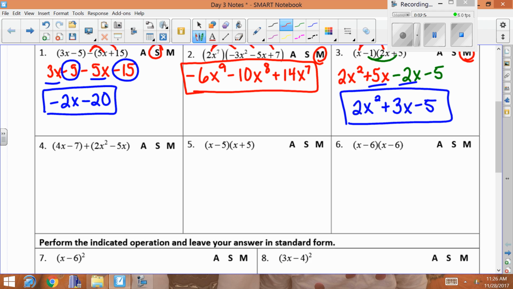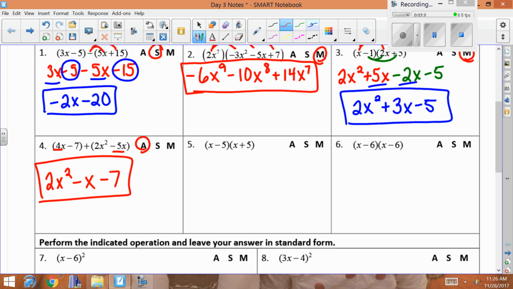When you look at number 4, be really careful. There's a plus in between, which means that this is an addition problem. I tend to see a lot of people wanting to multiply these. This one is not multiplication, it's addition. So it's just combining our like terms. So we've got a 4x and a negative 5x. There's nothing with the 2x squared, so I'm actually going to go right to standard form and write that first. You could save that to the end if you wanted to. 4x minus 5x gives you a negative 1x, and then a minus 7.